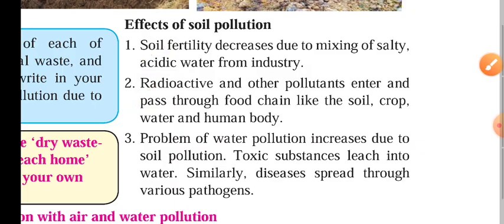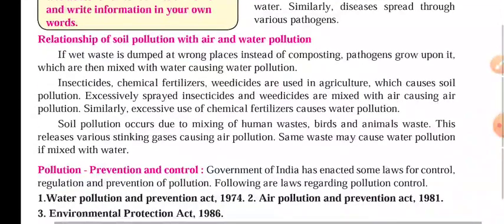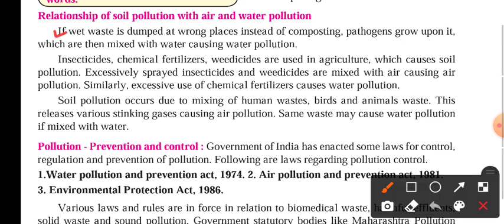Now here, when we talk about water and soil pollution or air pollution, there is a relation between these kinds of pollution. They have given the relationship of soil pollution with air and water pollution here. If wet waste is dumped into the soil, that will produce soil pollution. If wet waste is dumped at the wrong places instead of composting, pathogens grow upon it, which are then mixed with water, causing water pollution.